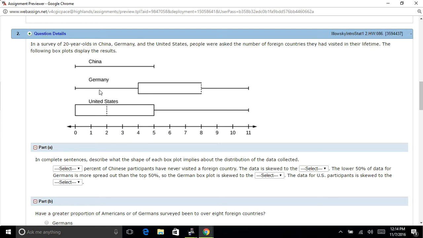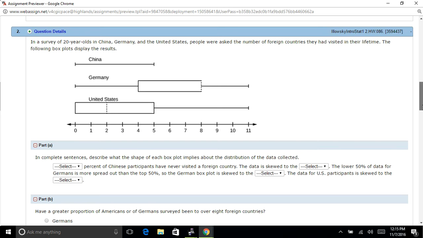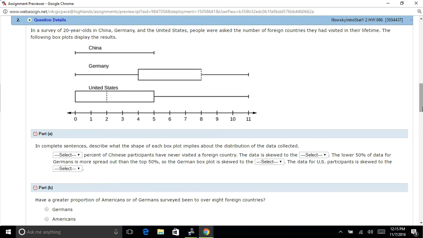So for Germany, it's saying that 50% of the data is from 0 to 8 and 50% is 8 and above. For the United States, it's saying 50% is 2 and below, and 2 and above to 11 is 50%. So, complete the sentences, describe what shape of each box plot implies on the distribution. All right, so let's look at this together.